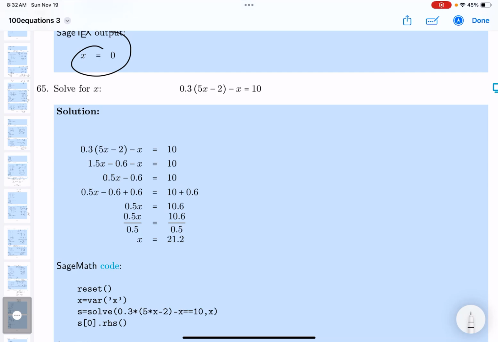All right, let's start at the beginning. Just writing the equation down, you get 0.3(5x minus 2) minus x equals 10. I'm going to do this one a little differently than it's done in the key, by the way. I'm going to multiply both sides by 10.